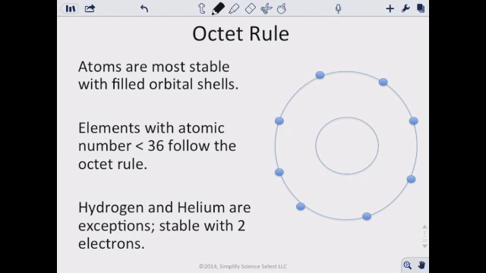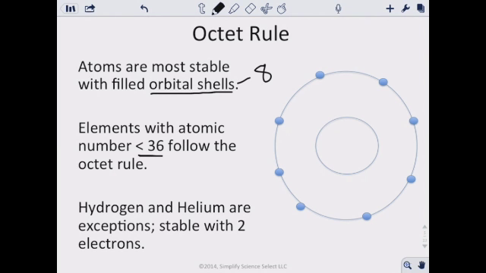What the octet rule says is that atoms are most stable with filled orbital shells. So they want to have filled shells, and what that means is they want 8 valence electrons. Elements with atomic number less than 36 follow the octet rule, and that's generally everything that we deal with in general chemistry. They like having 8 valence electrons.